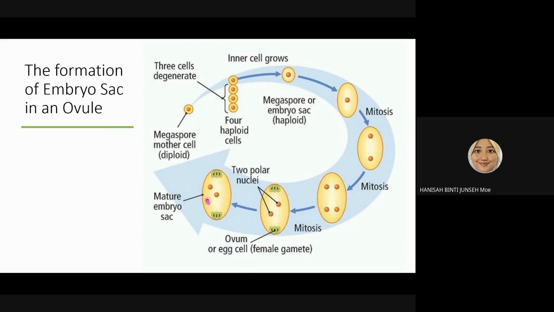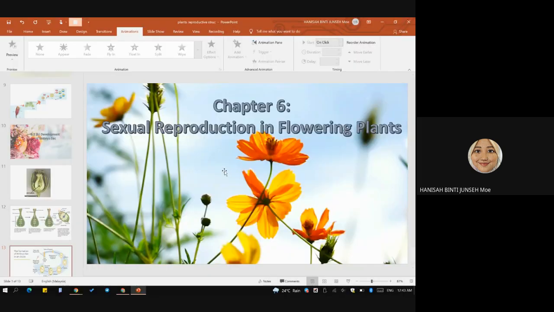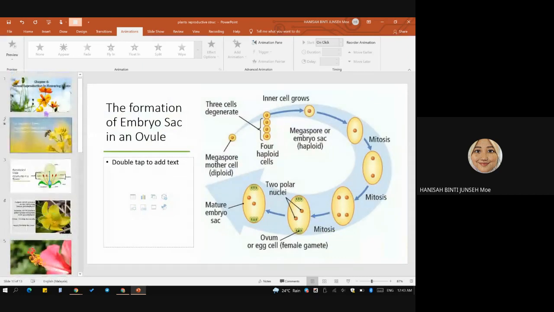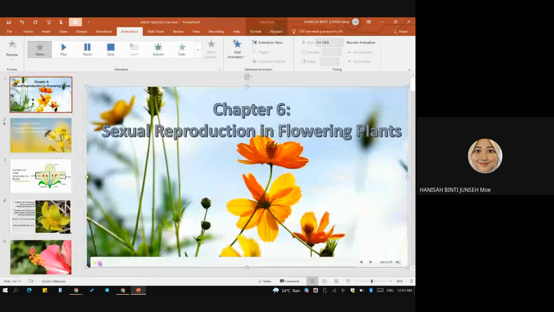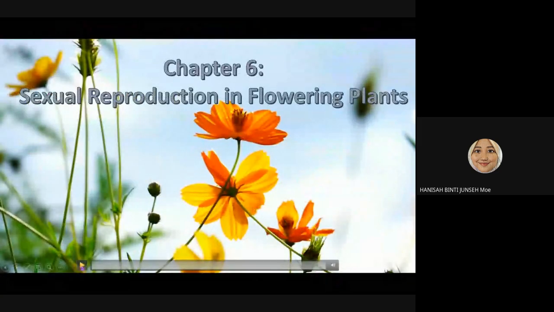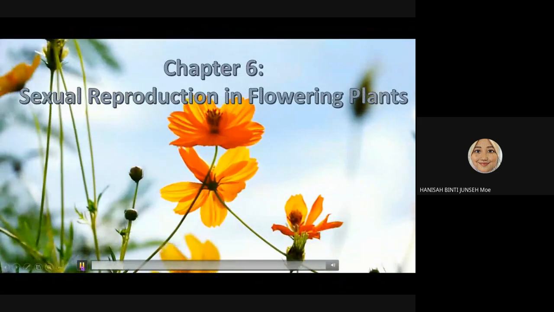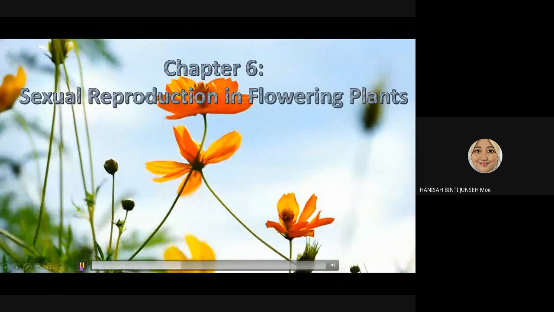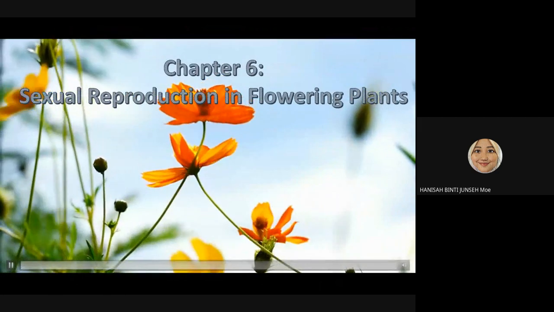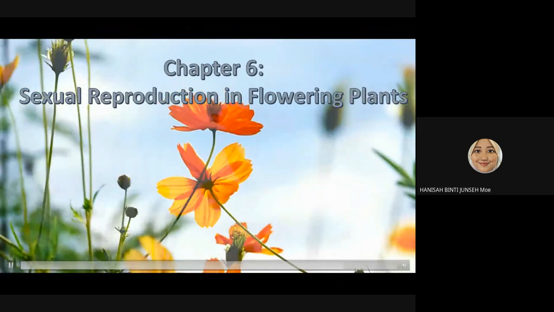So I think that's all for the explanation for this video. So to conclude what we had learned today, we had learned about the structure of plants, I mean the structure of the flower. We know there's a female and male, and then we know there's a pollen grain and embryo sac.